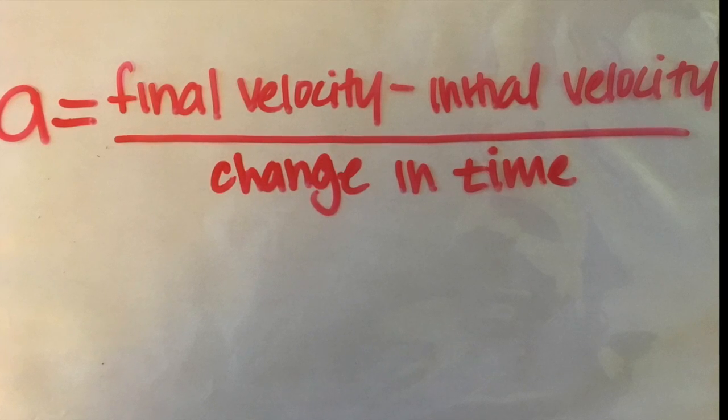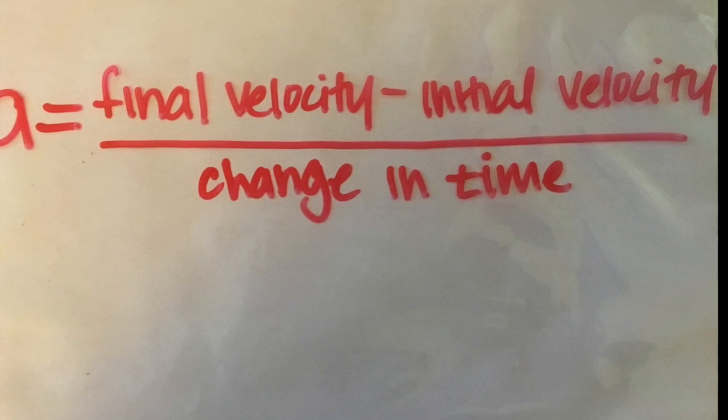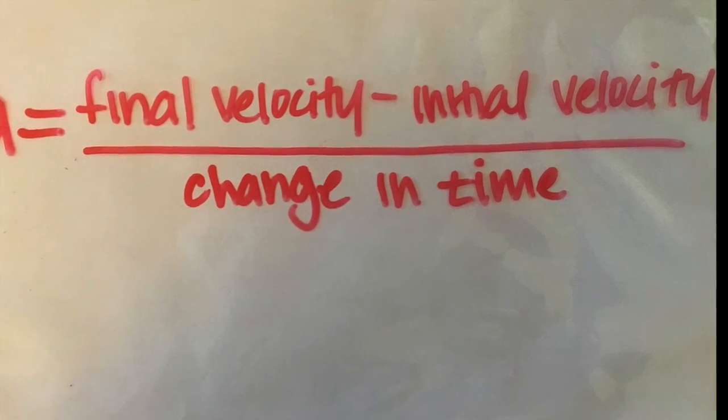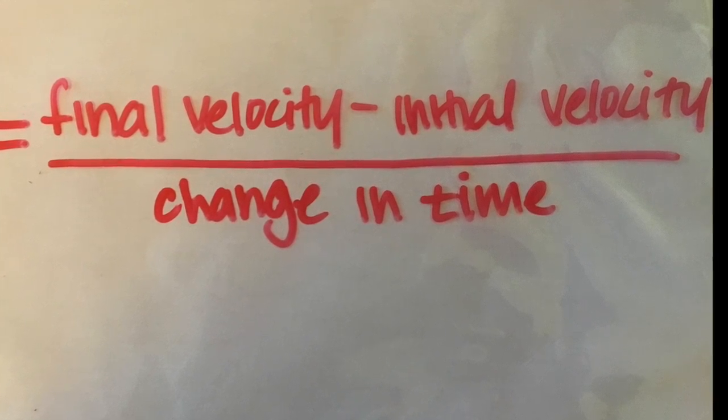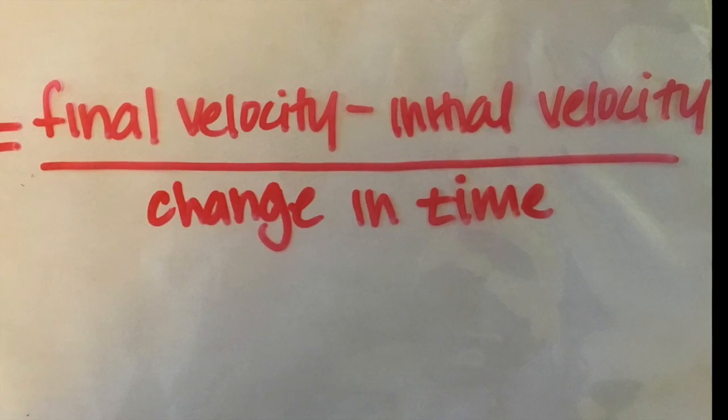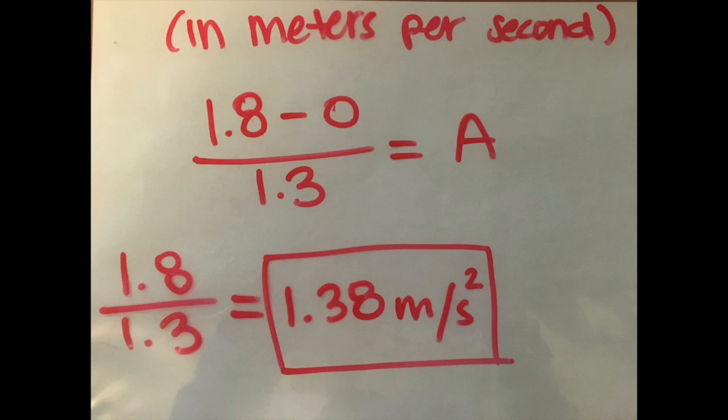To find the acceleration of the soccer ball, I found out the final velocity was 1.8, the initial velocity was 0, and the change in time was 1.3. When I plugged that into my equation for the acceleration, I got 1.38 meters per second squared.